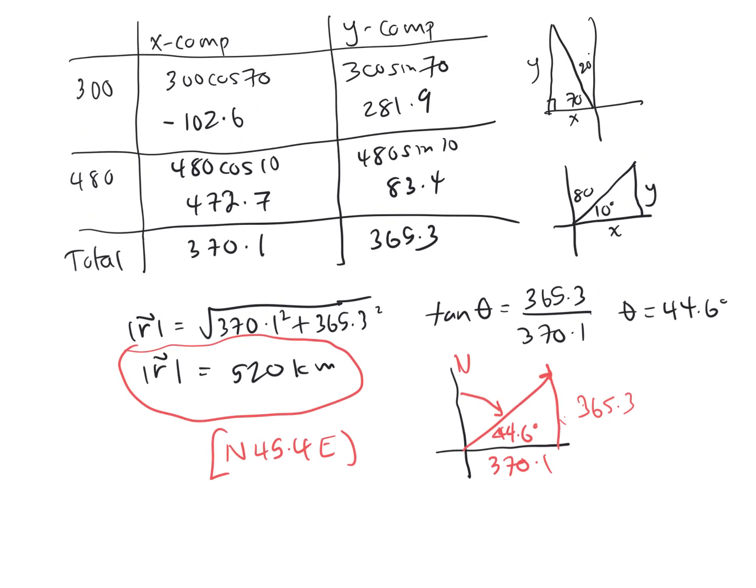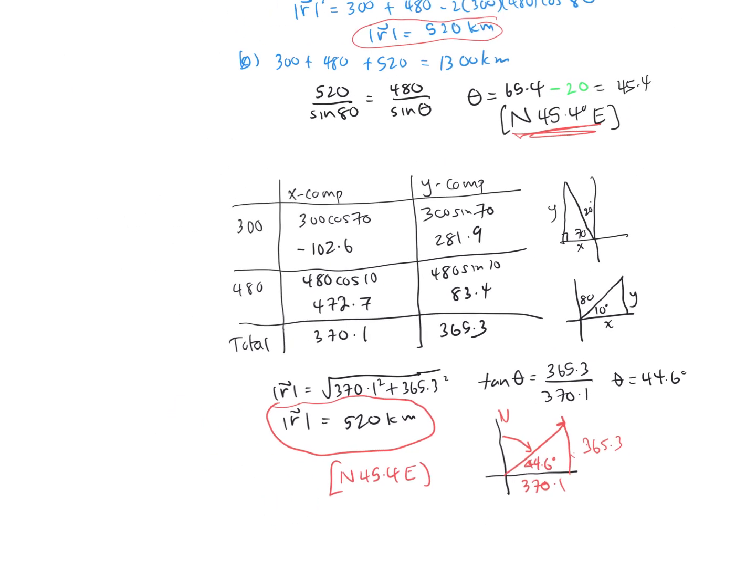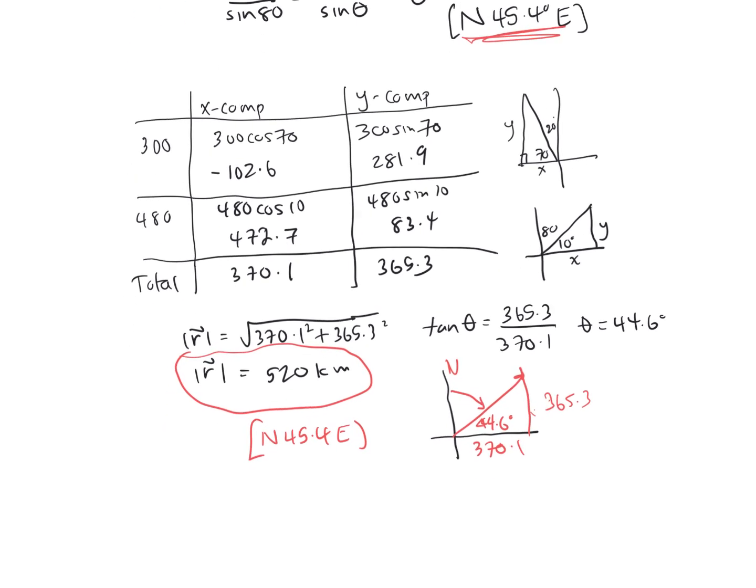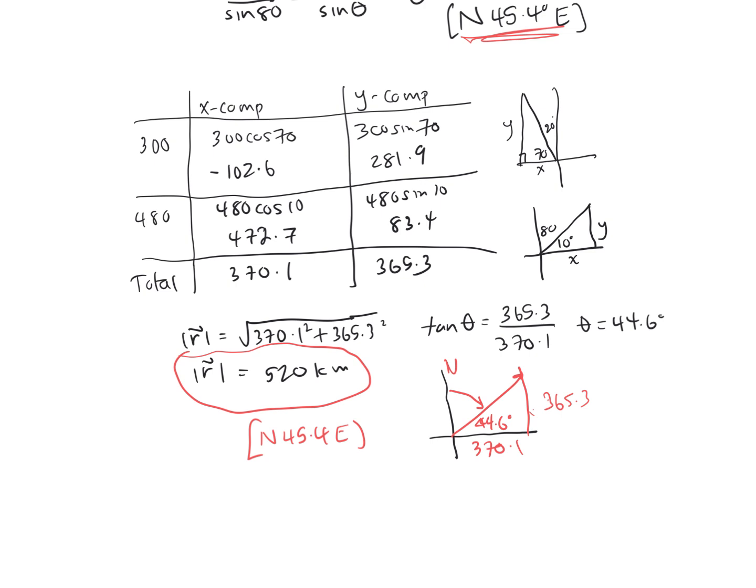So both methods are valid methods. One is using tip to tail, one is using components, but both of them result in the same answer, and it's really your preference which method you like to use. There will be some instances where you will have to find components, but for the most part, you have the option of using one or the other.